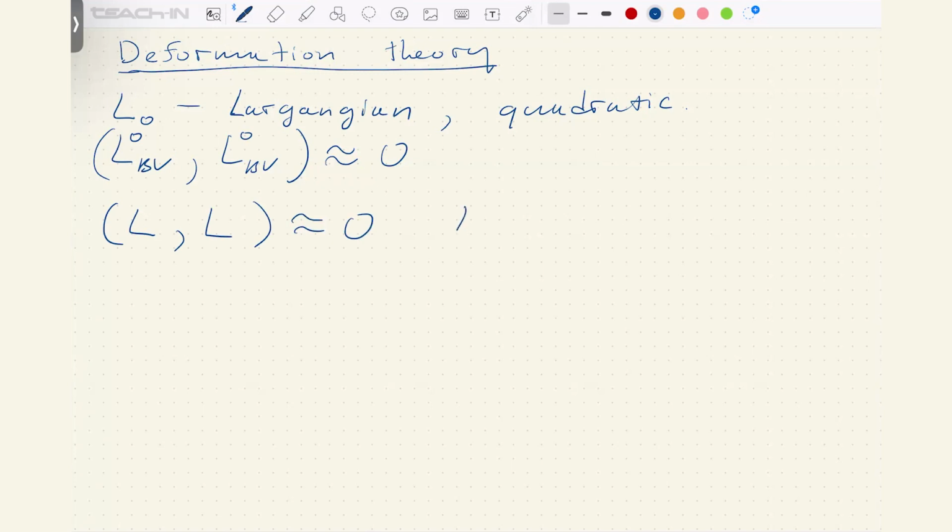Now, L is an expansion in homogeneity of fields for simplicity. So it's L0 BV plus L1 plus L2, etc., where L2 is cubic, this is quartic, etc. And we want this equation satisfied to all orders. So if we found a non-trivial solution, we will see what non-trivial means.